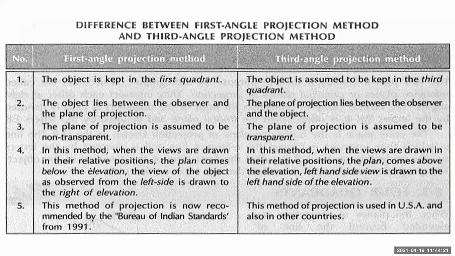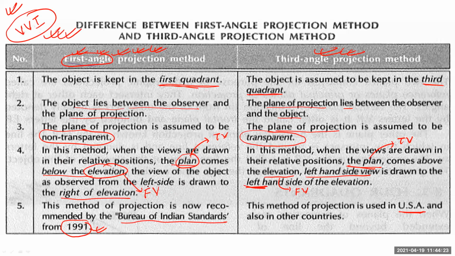They have discussed the left hand side, so it will be exactly the reverse. In first angle projection, the left side view will be drawn to the right of the elevation, whereas in the case of third angle projection, the left hand side view will come to the left hand side of your elevation. Okay. Now these 5 points you must keep in your mind.